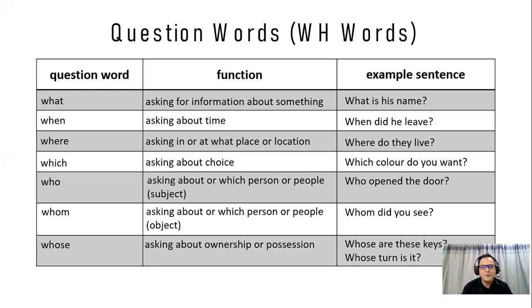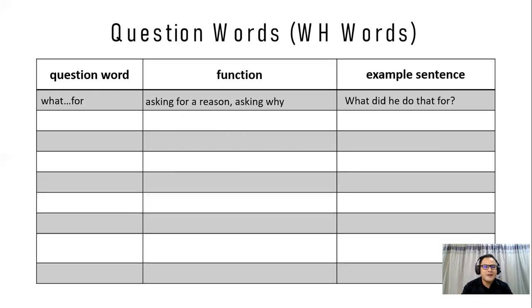Then we have whose. Whose is used to ask about ownership or possession. For example, whose are these keys, or whose turn is it? What for and why are used to ask about reason. For example, what did he do that for? Or why does she say that?